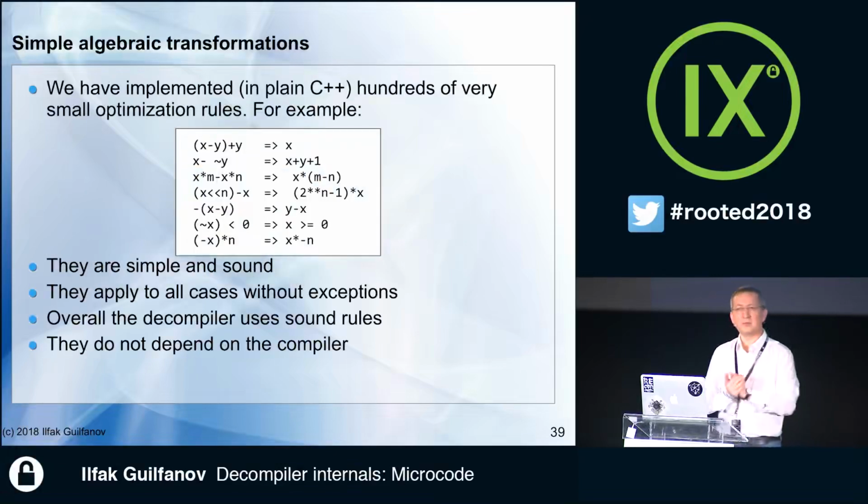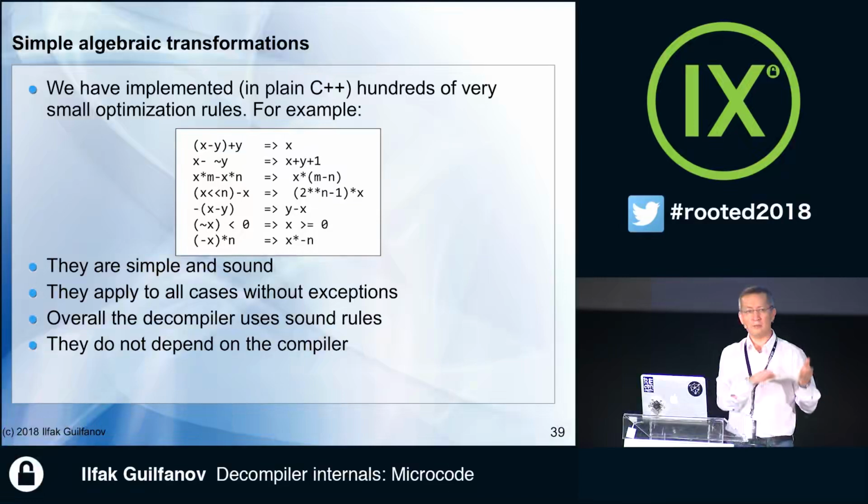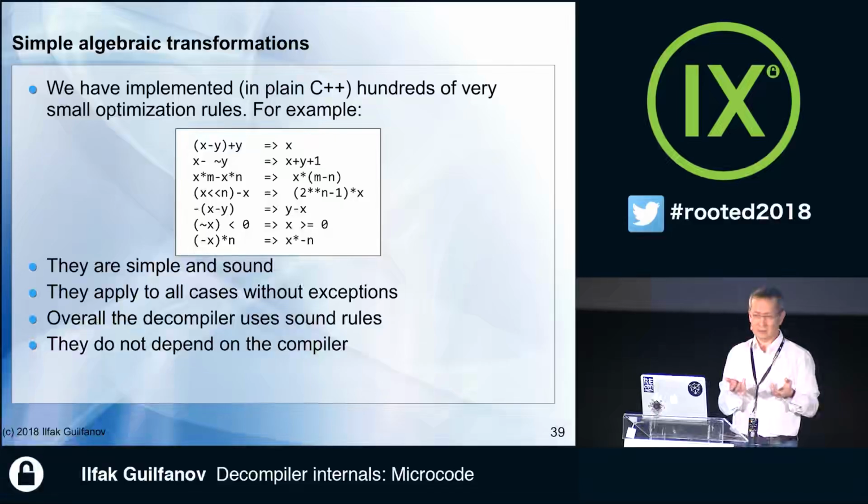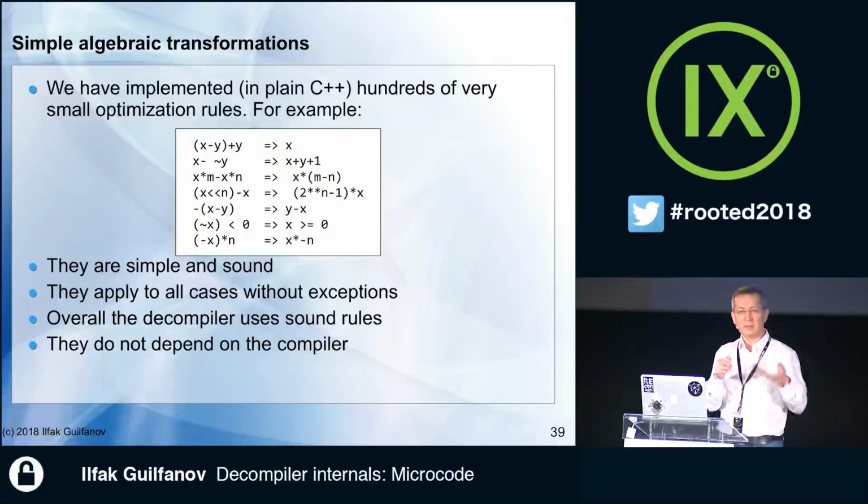In fact, there are tons of transformation rules that we use. Most of them are very simple. Like, for example, x minus y plus y is always equal to x. So we can simplify things and replace this complex expression by simply x. There are many transformation examples. I would say that there are hundreds and hundreds of simple transformation rules. They are simple and they are sound in the sense that they never generate wrong code. We don't try to guess anything. Our transformations are solid and sound.